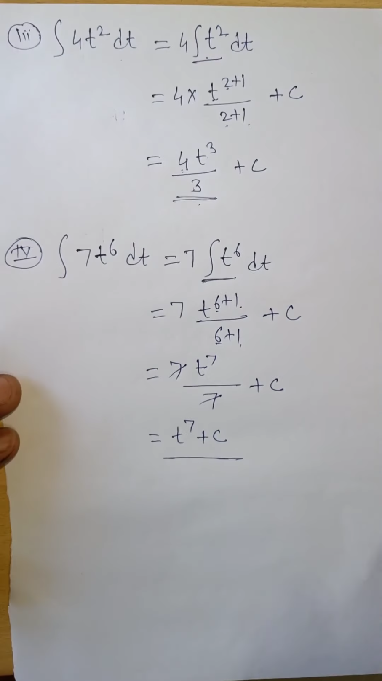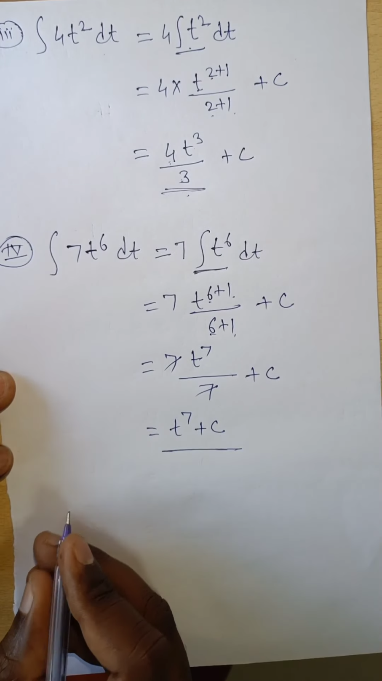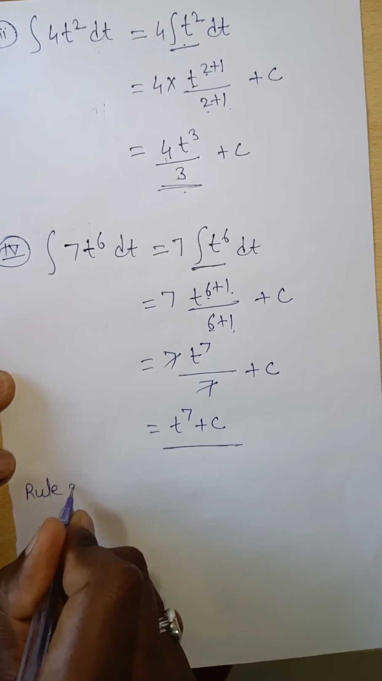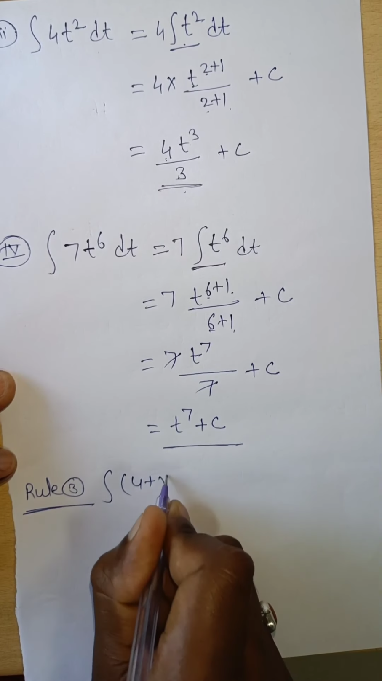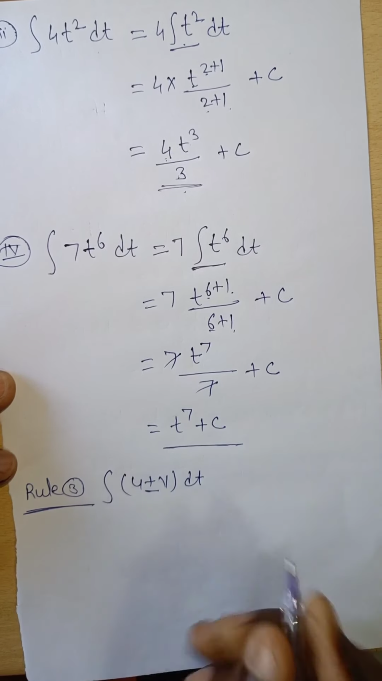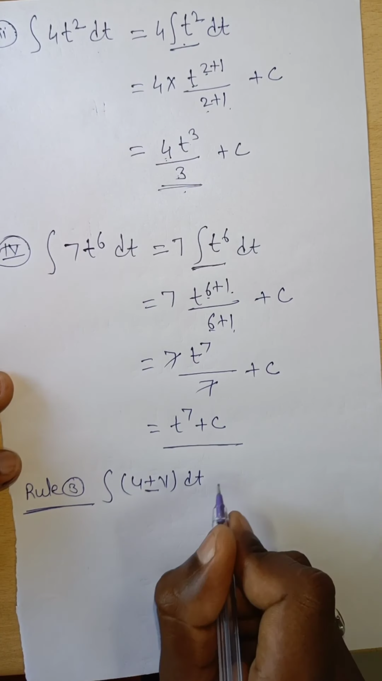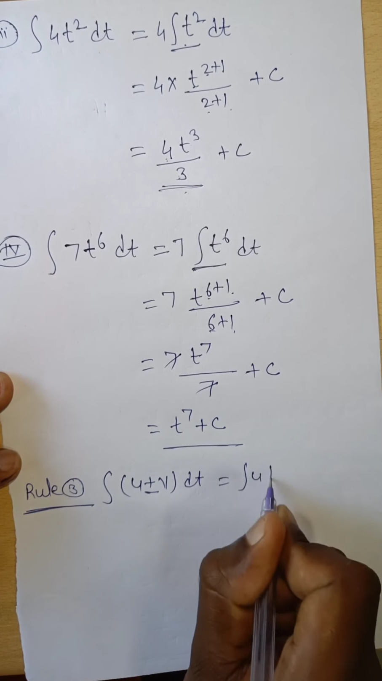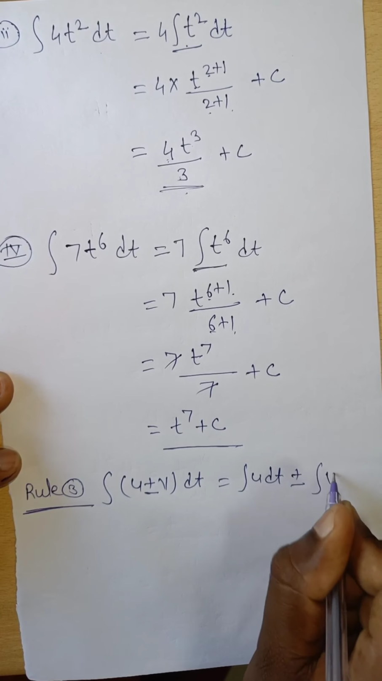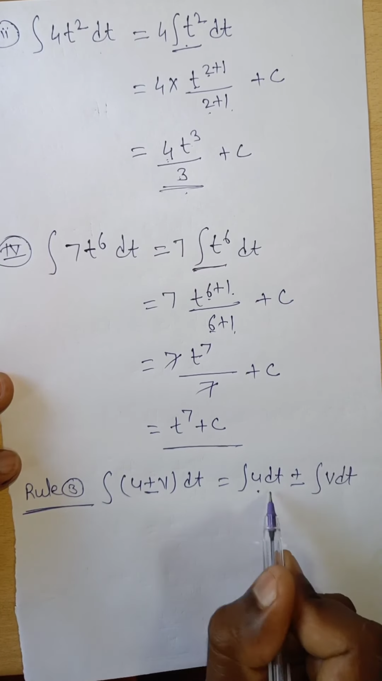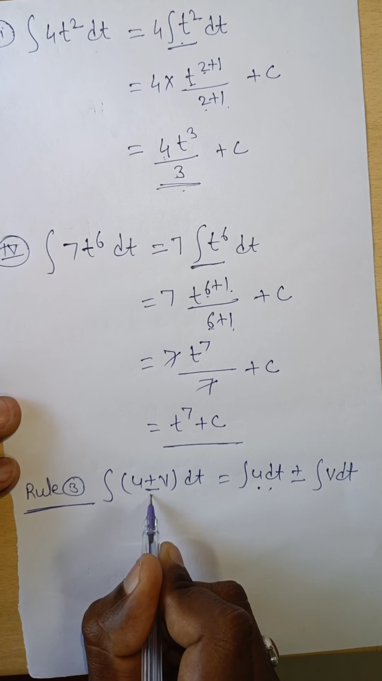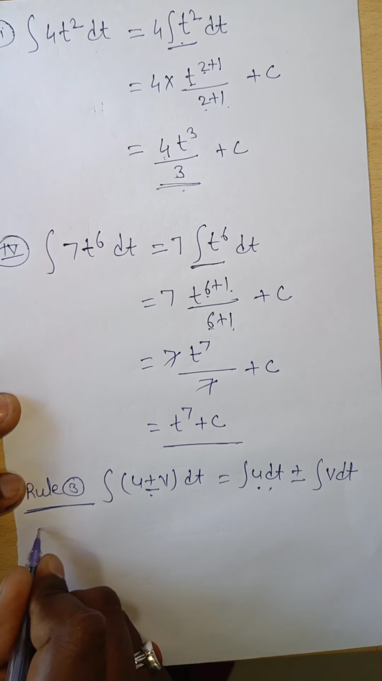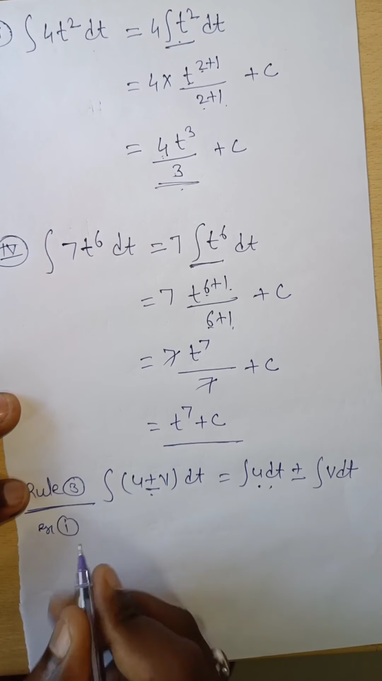Now the applications based on rule number 3. Rule number 3: integration of u plus or minus v into dt is integration of u into dt plus or minus integration of v into dt. Means integration of the first function plus or minus integration of the second function. Now that is example 1.